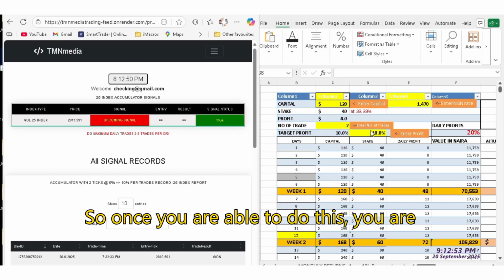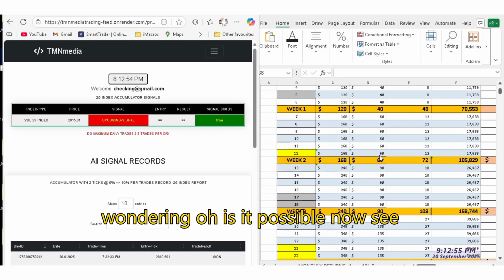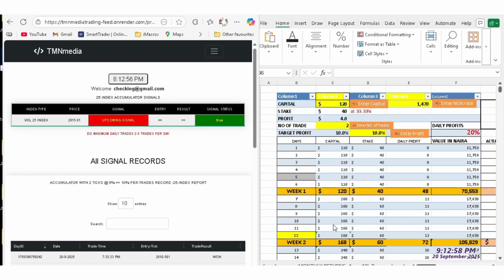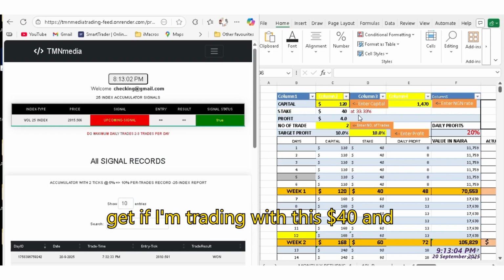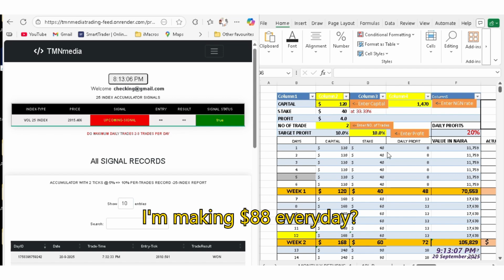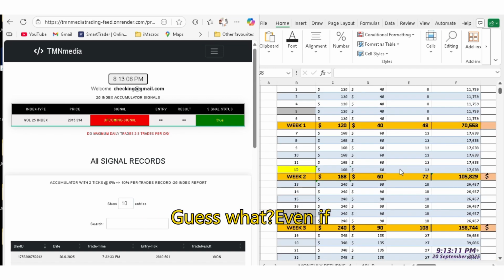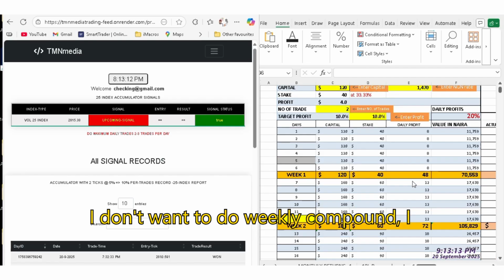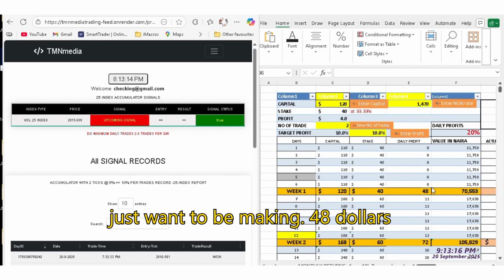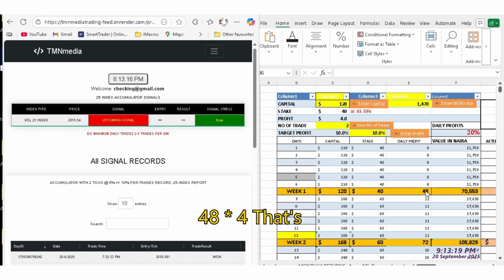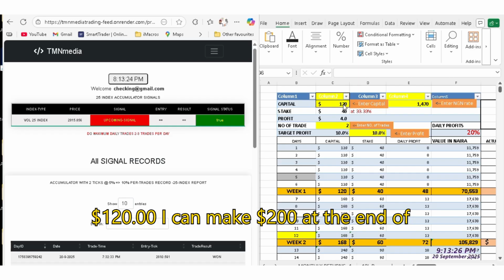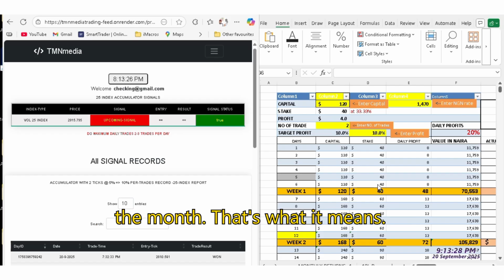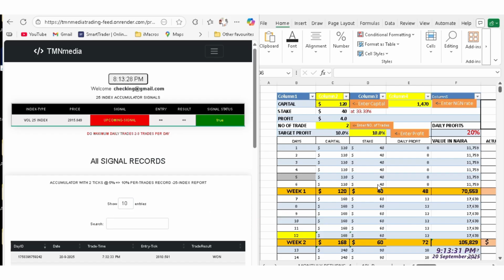So once you are able to do this, you are wondering, oh, is it possible? Now, let me show you. With $120 as capital for the month, what can I get? If I'm trading with this $40 and I'm making $88 every day, guess what? Even if I don't want to do weekly compounding, I just want to be making $48. 48 times 4, that's about, let's say, 50 times. So that's about $200. So it means with my $120, I can make $200 at the end of the month.